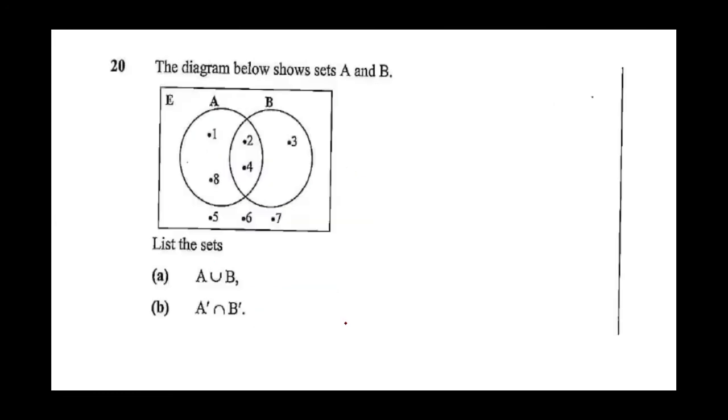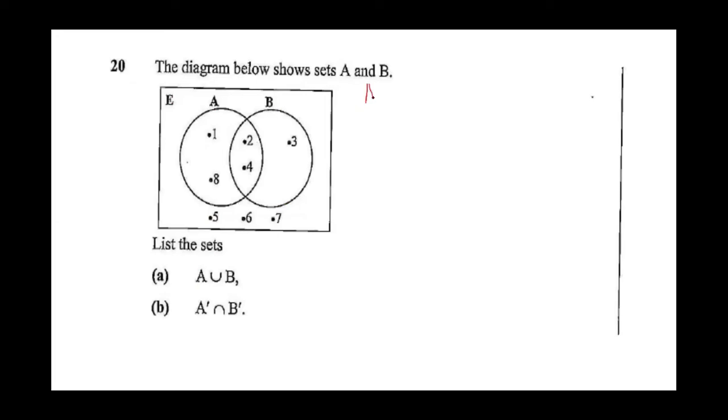Okay, continue. The diagram below shows sets A and B. So here we have the set. This is the universe. So we have A and B. Then we have some numbers outside here. And we are saying list the sets of A union B complement.